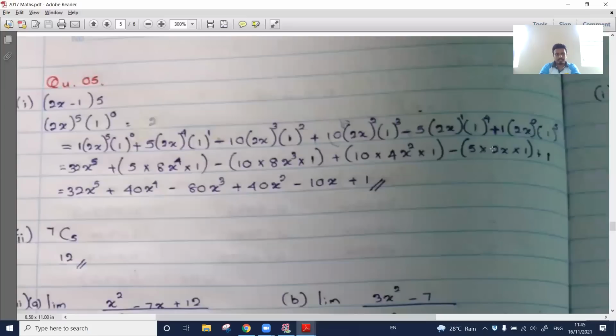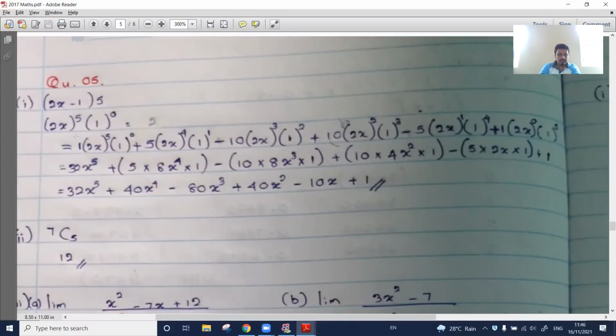1 5 10 10 5 1, correct. First term and the second term: first term highest power value is 5, so then it will go like 4 3 2 1, correct. Next term value is 1, so power 0 1 2 3 4 5, correct. Then here we have minus, so plus.